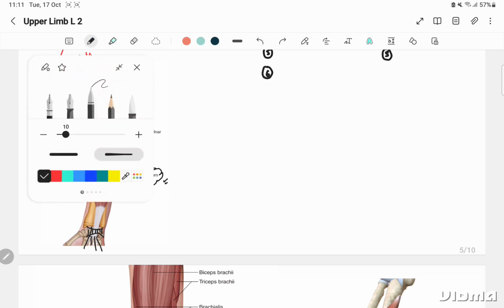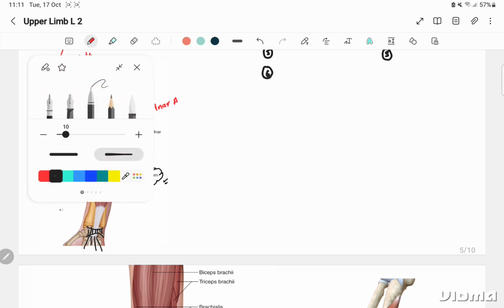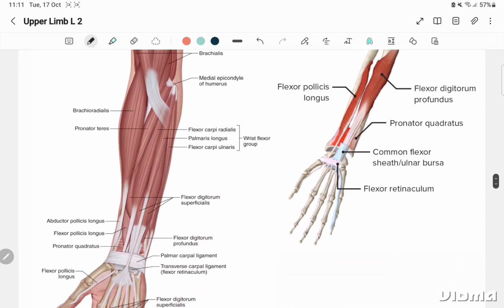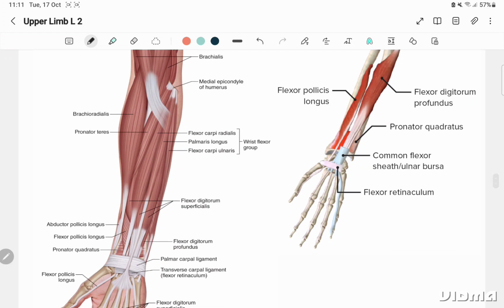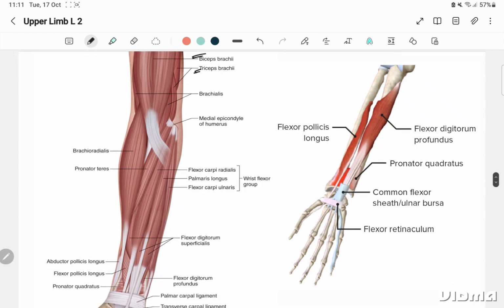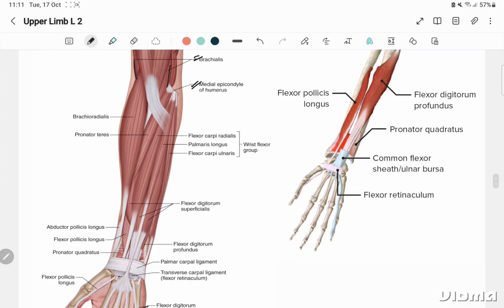So here the two things that pass will be the ulnar artery, like this. It will pass deep to this muscle. This is the ulnar artery, and along with it the ulnar nerve also will pass deep to this. Then we have some muscles visible here. It is the biceps brachii, the triceps brachii, and the brachialis visible here. This is the brachialis, which lies deeply, and the medial epicondyle of humerus.